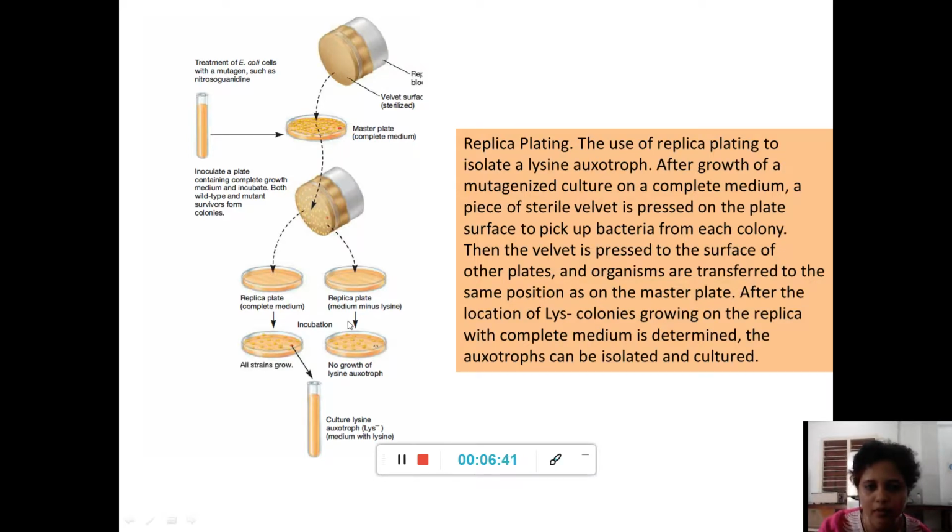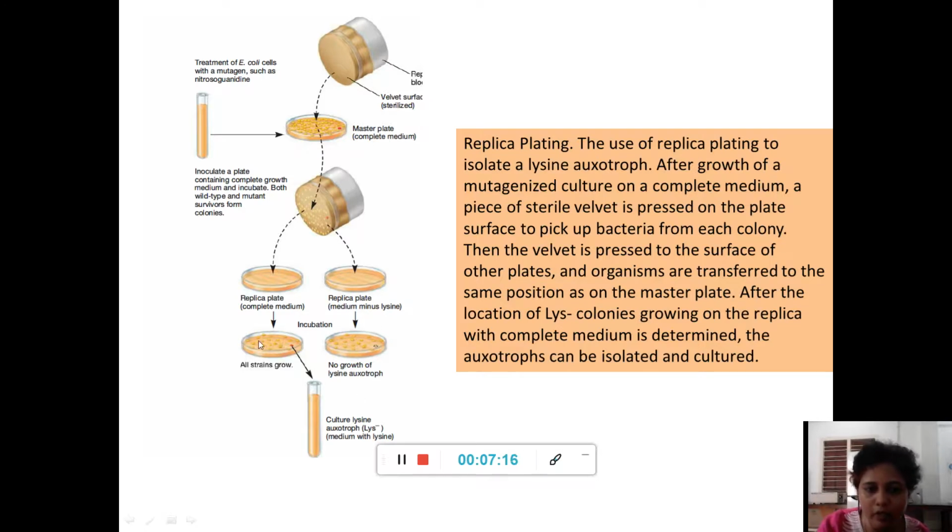You will incubate both the plates. Since it is a complete media which already contains lysine, all the strains will grow over here. But in the next plate, lysine is not there. So only those microbes which can synthesize lysine will grow here, and there would not be growth of the lysine auxotroph. So you will compare. When you look here, there are some strains which are not present here, but are present in this one. Like that you will compare and you can identify the lysine auxotroph.